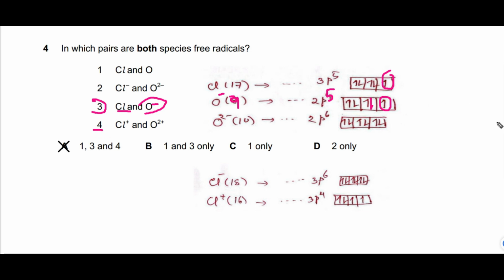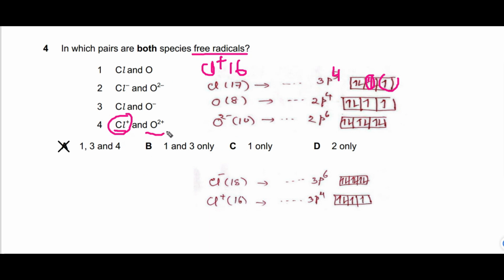You see Cl+ means 16 electrons, 1 electron less, so 3p4, and here there will be 2 unpaired electrons. Cl+ can also work as a free radical.